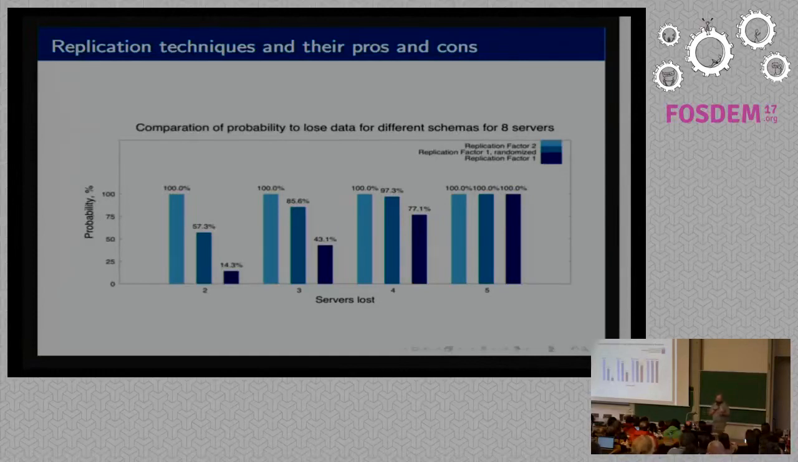In that time, we also had some problems with the hardware. You always have some problems with the hardware if you have a large-scale setup. And that's why we switched to having replication factor 1 and 2 clusters per data center.